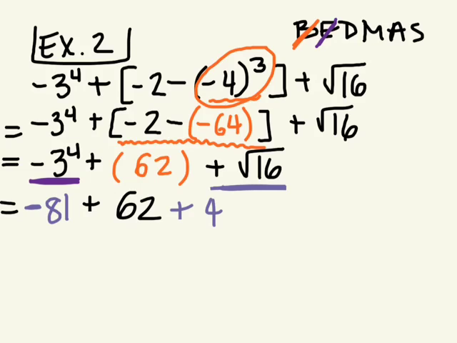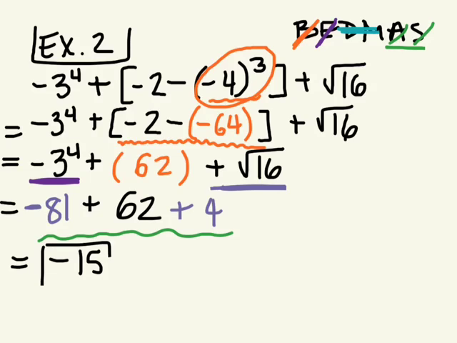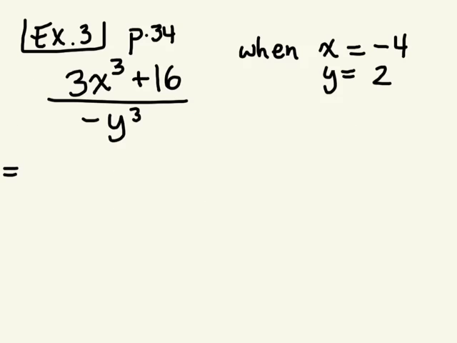Good. Okay, now this is the easy part. We have adding and subtracting. Do we have any division or multiplication? No, don't need to do that. We have addition and subtraction in the order it appears. -81 plus 62 plus 4, and the final answer is -15.